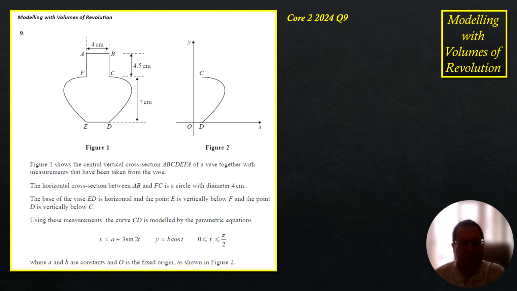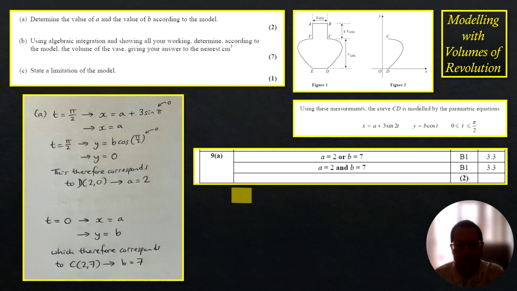is vertically below C. Using these measurements, the curve CD is modelled by the parametric equations x equals a plus 3 sine 2t and y equals b cos t, with t between 0 and pi over 2, where a and b are constants and O is the fixed origin. This question had 3 parts, which we'll look at in turn. Part A was 2 marks.